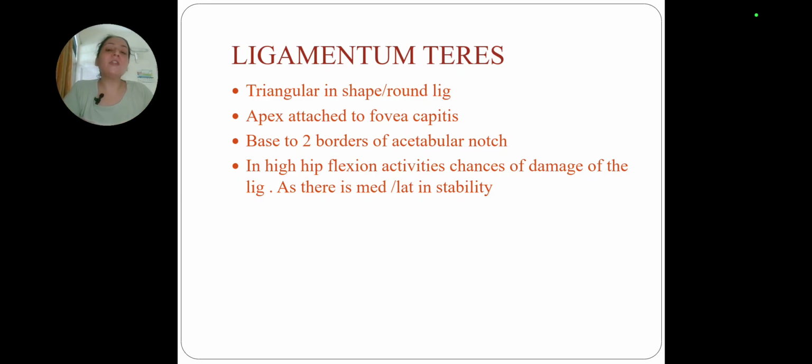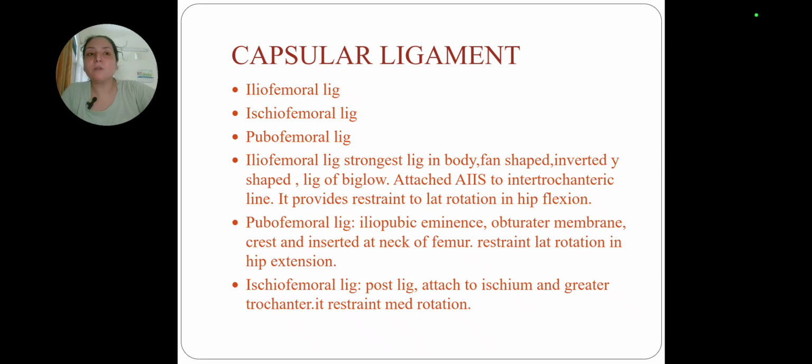High hip flexion is more than 90 degrees of hip flexion, and it damages in cases of high hip flexion activities, because it causes medial to lateral stability of the hip joint. In high hip flexion, like in a squatting position or when we are doing partial squats and going below 90 degrees of hip flexion, this becomes activated or taut, and the chances of injury are more, but it provides medial to lateral stability over there.